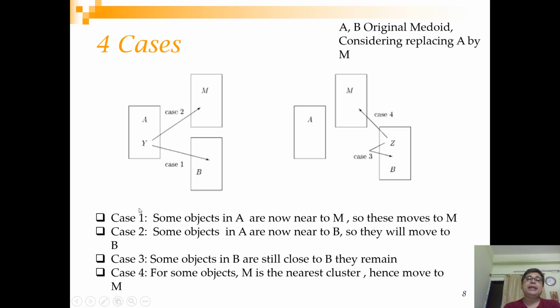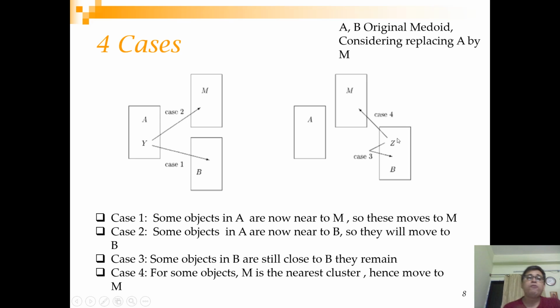Case 2 is that some objects in A are now near to B, so they will move to B. A is no longer a medoid. Between M and B, B is nearer to them, so they will move to B. Case 3 is that some objects are in B and they are still close to B, so there will be no change for them. And what is case 4? Case 4 is that for some objects which are in B, M has become the nearest medoid. Hence, they will move to M. So these are the 4 cases.